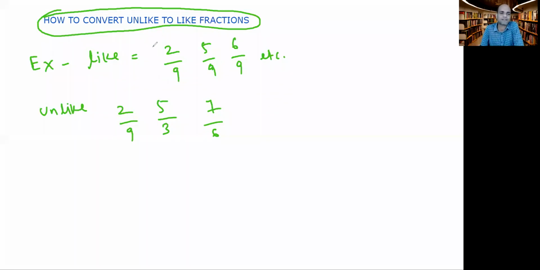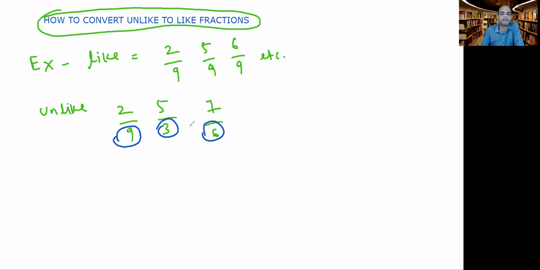Okay, now let us welcome to learn another topic, that is how to convert unlike to like fractions. We have discussed like fractions means having the same denominators, they're called like fractions, but those having unlike denominators, where the numerator is different and the denominator is also different, are called unlike fractions.